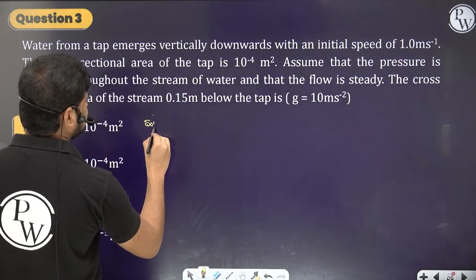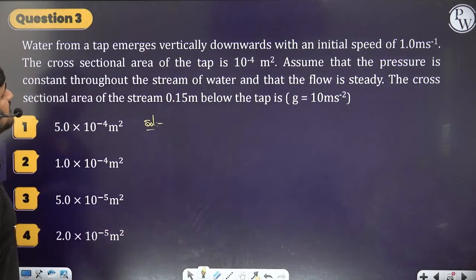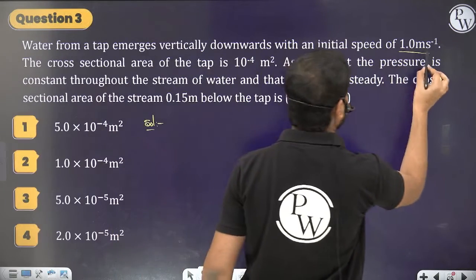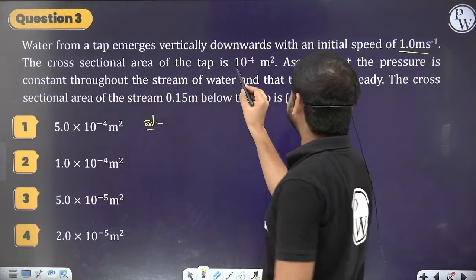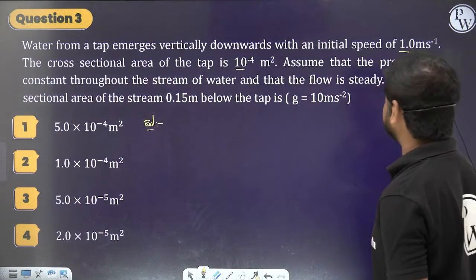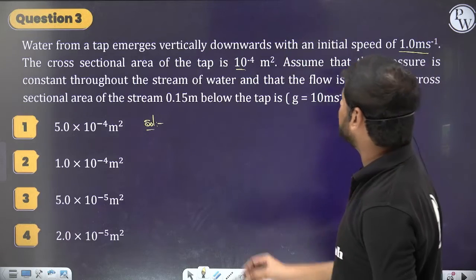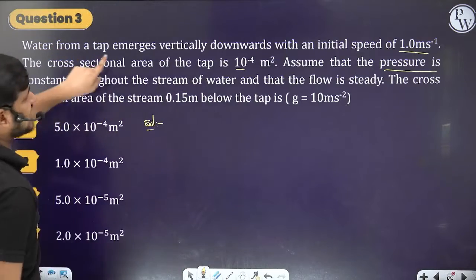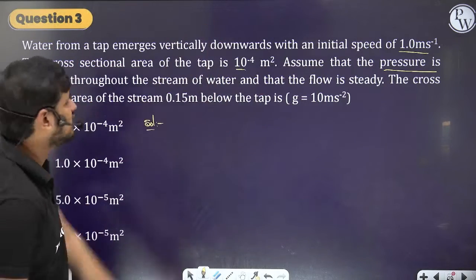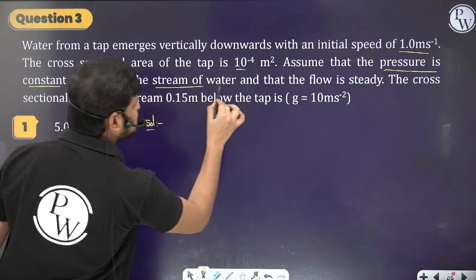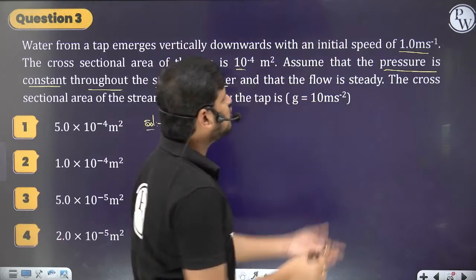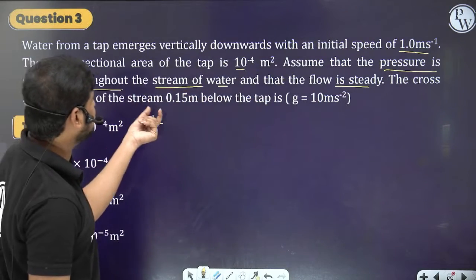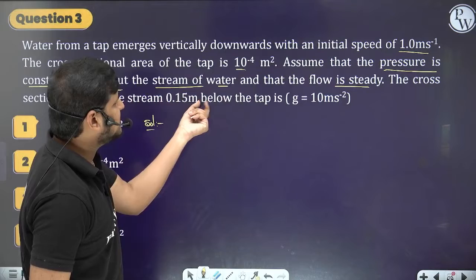So what does the question say here? Water from a tap emerges vertically downward with an initial speed of 1 meter per second. The cross-sectional area of the tap is 10 to the power minus 4 meter square. Assume that the pressure is constant throughout the stream of the water, and the flow is steady. See, here in the question they mentioned it. Even if they don't mention it for the tap questions, you should consider the pressure is uniform. So that means streamline flow. The cross-sectional area of the stream 0.15 meters below the tap.